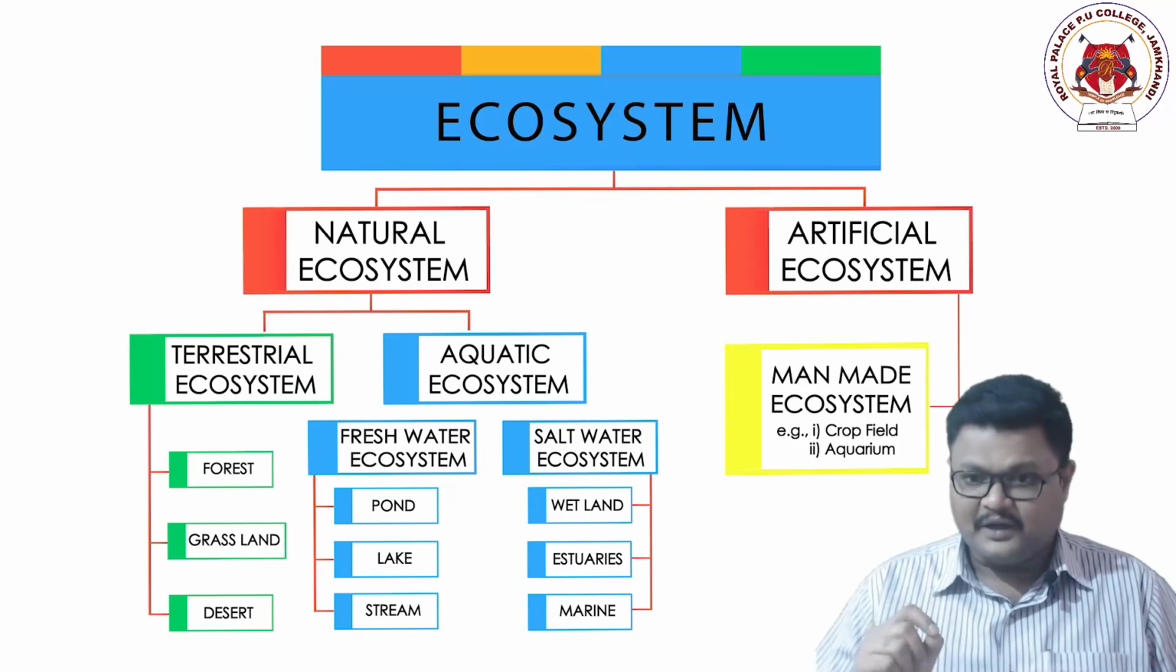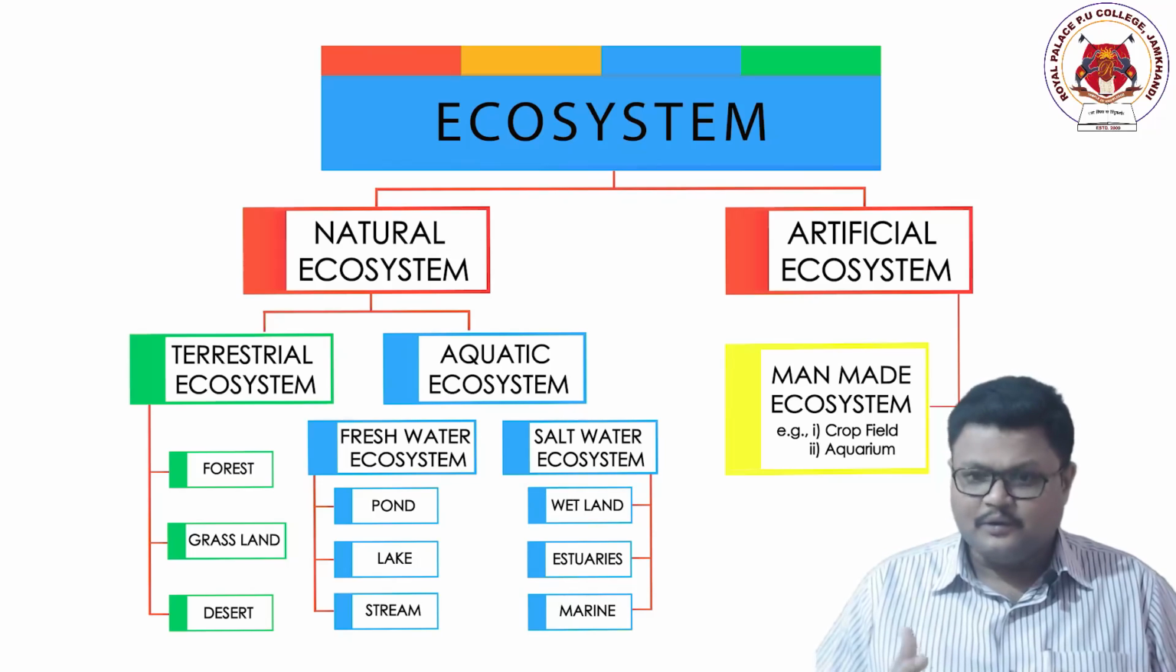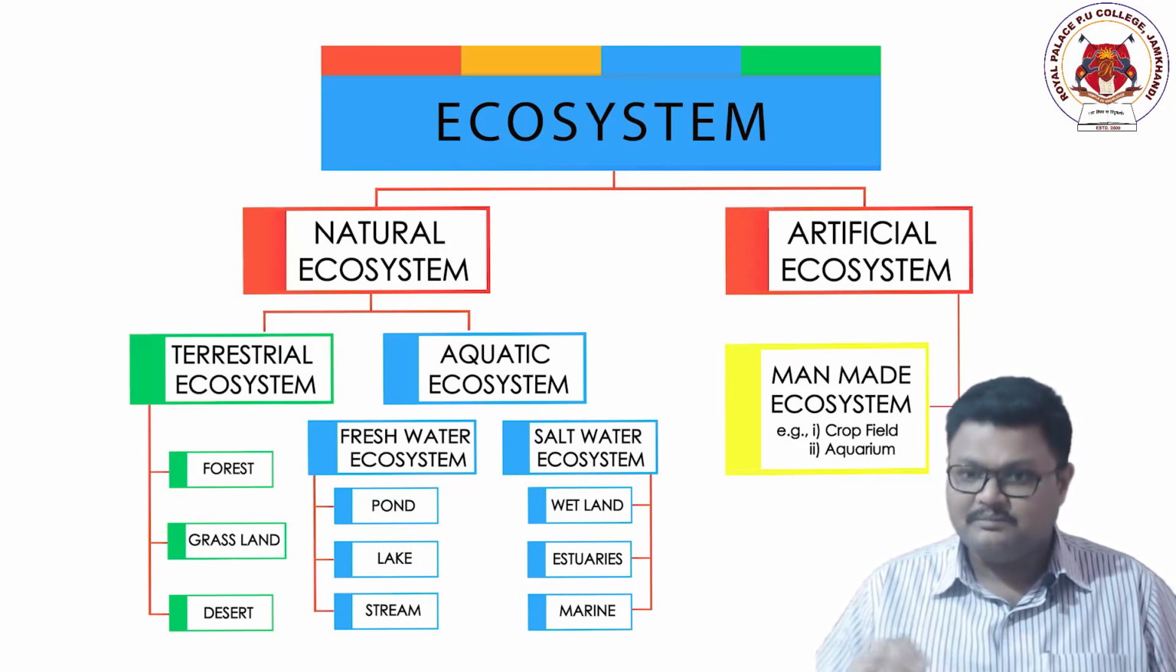On the screen you'll be getting a table or a classification chart. Try to observe it. Now this ecosystem has two divisions: one is natural ecosystem and another one is artificial ecosystem. What do you mean by natural ecosystem? Natural ecosystem is that ecosystem which is present naturally. No one has created it. Nature itself created these kinds of ecosystems with respect to its own physical, chemical and biological adaptations. As far as artificial ecosystem is concerned, it is not created by nature, it is created by human beings only. As the name itself indicates, artificial.